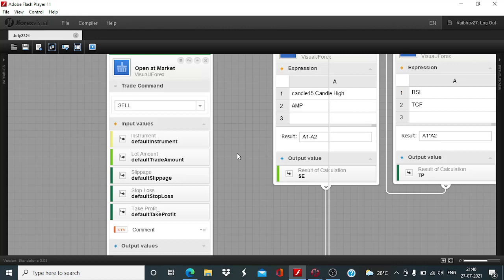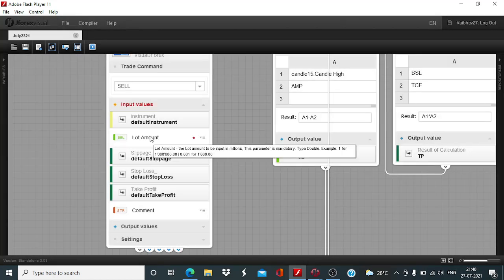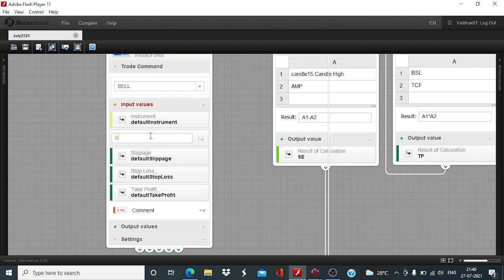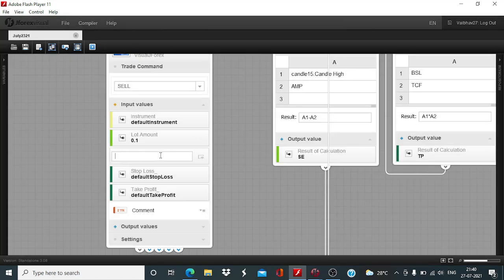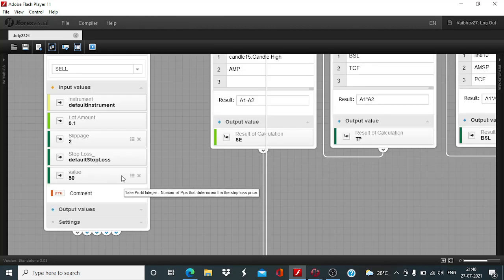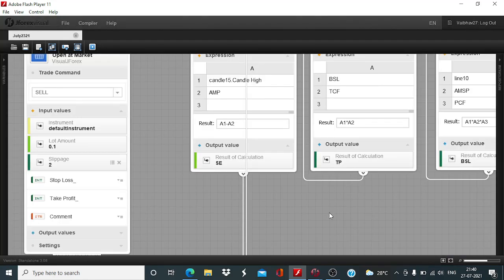Default instrument is going to remain as it is. Trade amount I will change to 0.1 million. Slippage will be changed to 2 pips. And stop loss and take profit we have defined as per the calculations, and we will take those variables and place it here.